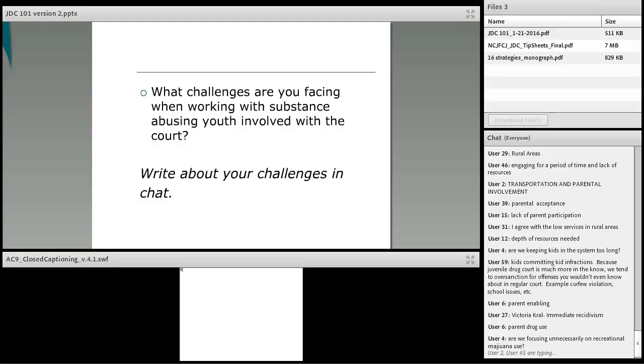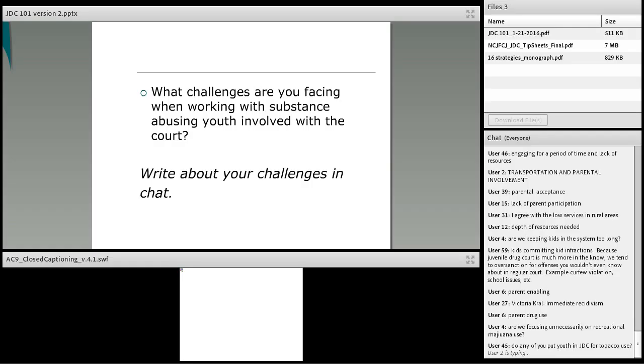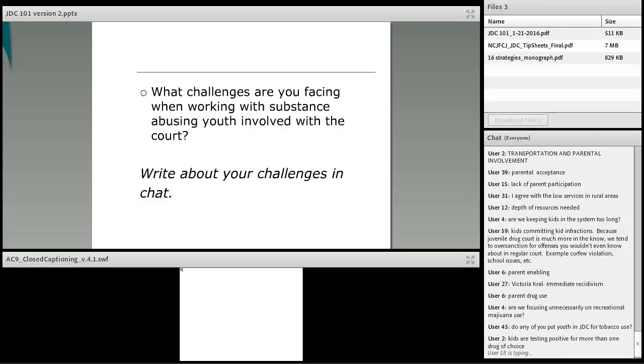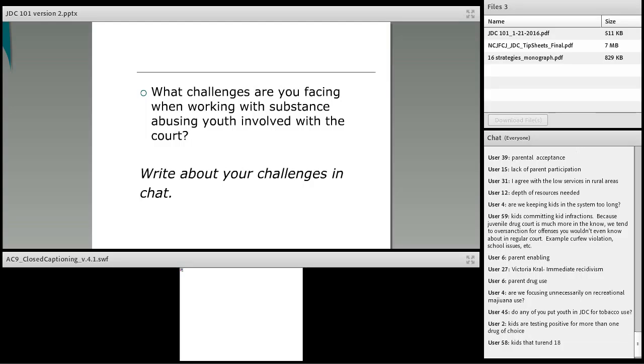Kids committing kid infractions. Yeah, once you get them in a drug court, normal adolescent behavior becomes something that you can sanction for. And so figuring out how to balance expectations is really difficult. Recidivism and continued use is always a challenge. Oh, are we focusing unnecessarily on recreational marijuana use, or are folks having parental drug use as well?